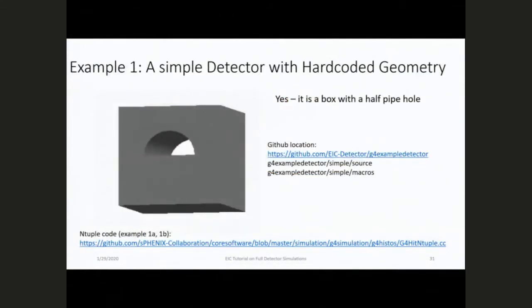Okay, now let's see, what does a simple detector with hard-coded geometry look like? And yes, it's a box with a half pipe. I want you to see how these subtracted volumes look. The GitHub location is in the example detector. We have a source and macros directory. And over here there's code which dumps this data into an n-tuple, just for reference.